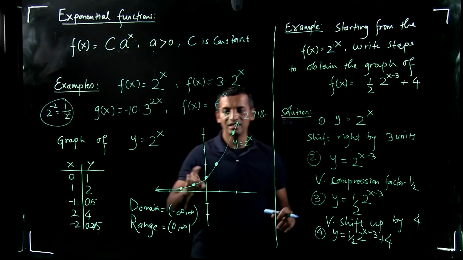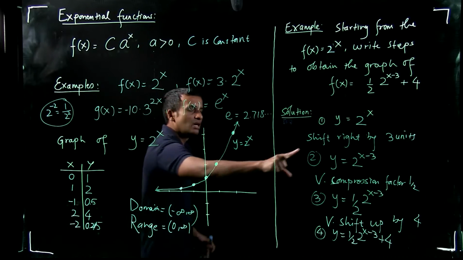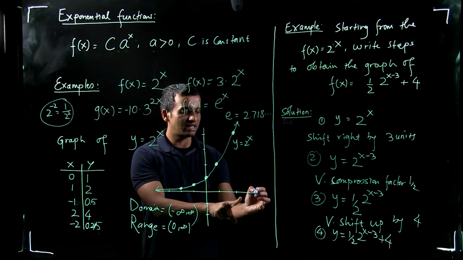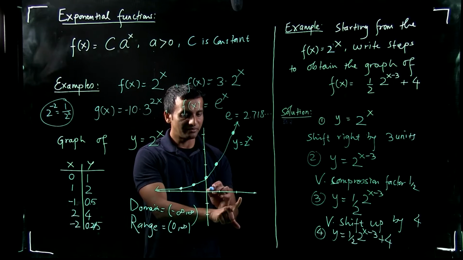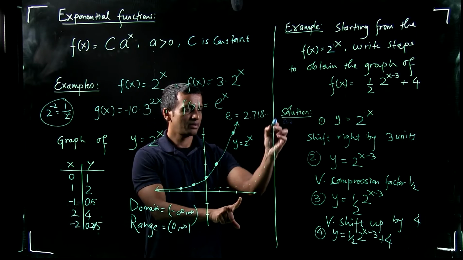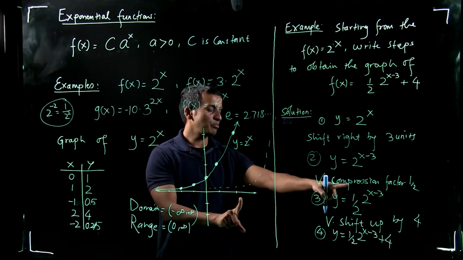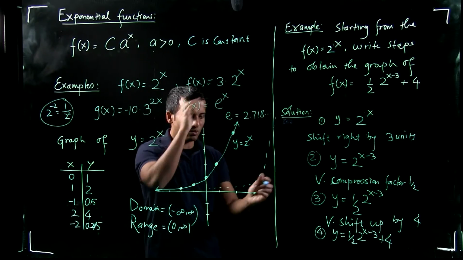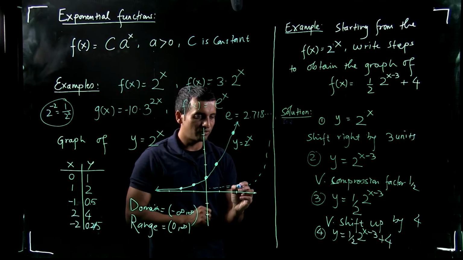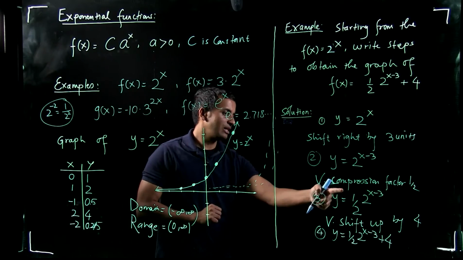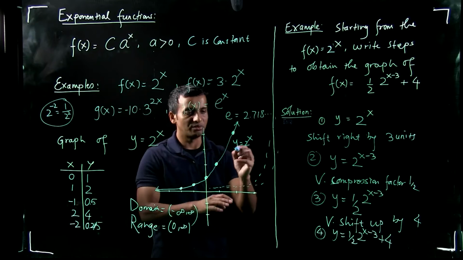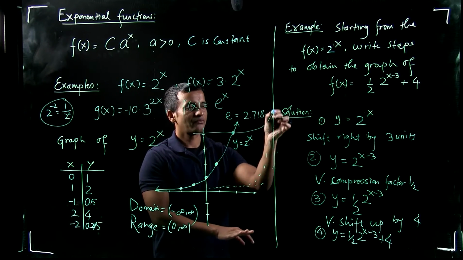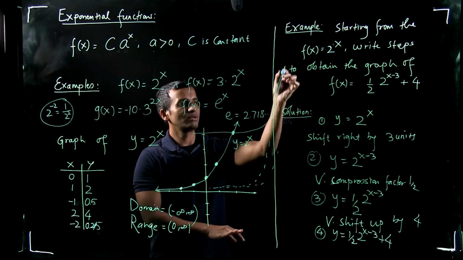How does the graph look like? Let's start from y equals 2 to the x, right? First you did shift right by 3 units, so you will shift right by 3 units like that. So this will be like that, right? And then vertical compression by 1/2. That means you will compress vertically by 1/2. So it will look more flat, right? And then shift up by 4 units. So the final graph will look like this.